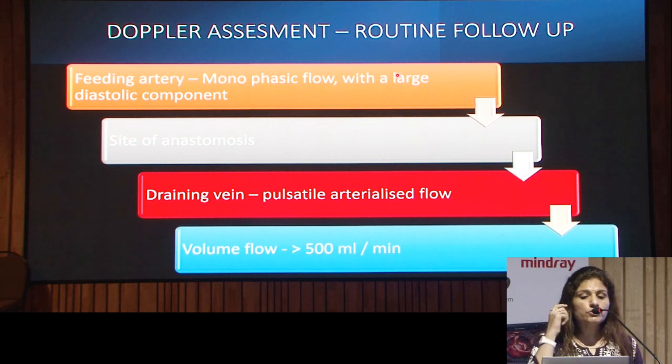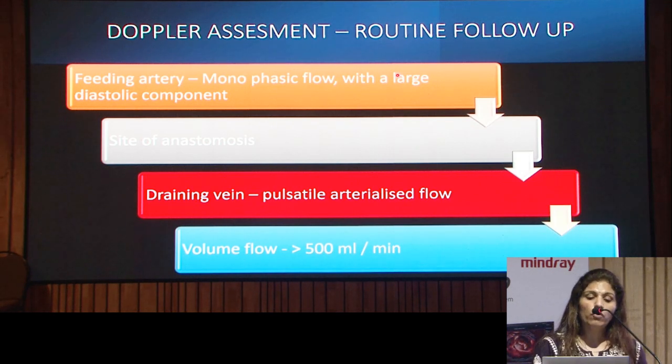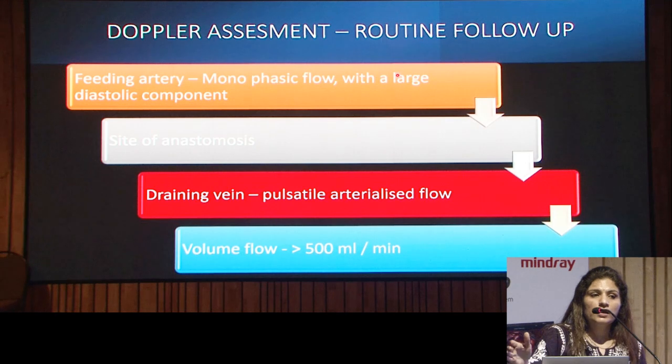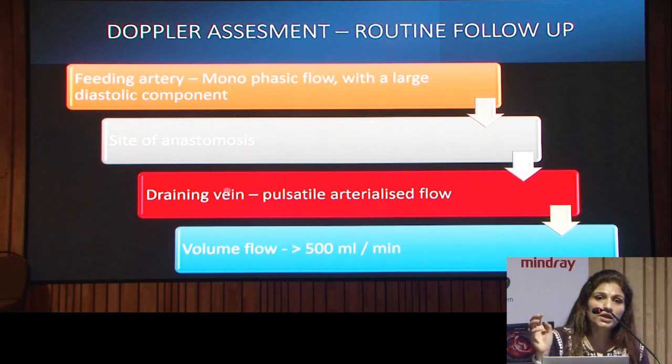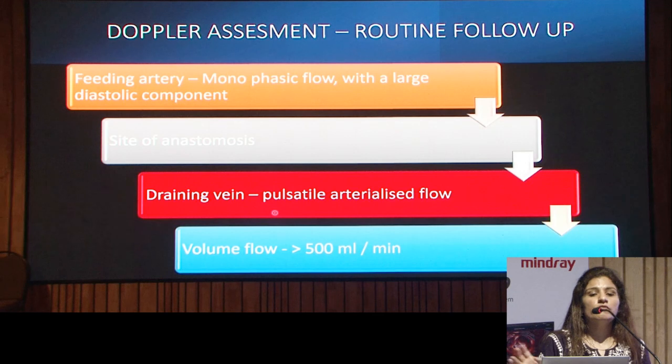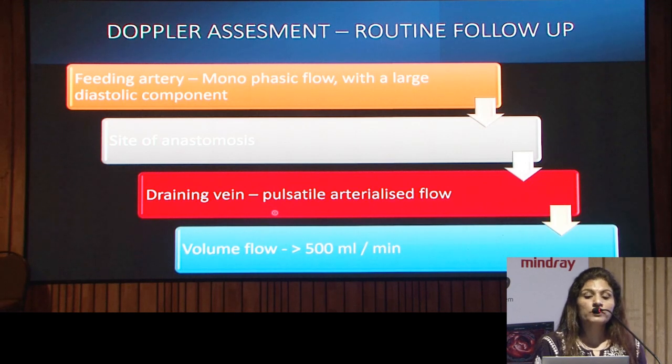So when the patient comes for a routine follow-up, what we need to evaluate is the feeding artery. As we come ahead in the description, we will see that the feeding artery, usually the radial or the brachial artery, normally shows a triphasic spectral Doppler pattern. But once a fistula is formed, the feeding artery will show a monophasic flow with a large diastolic component, because this is the artery which is now supplying the fistula. You need to evaluate the site of anastomosis, the draining vein, and the volume flow of the fistula.